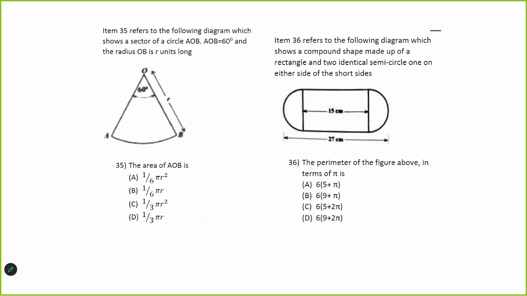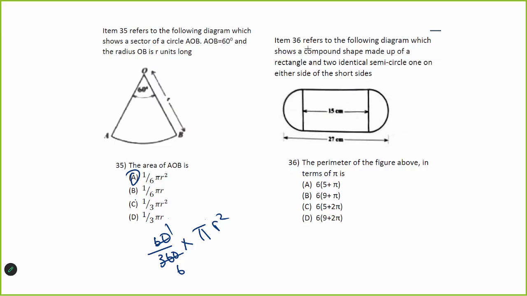Right? This one here was 16 pi. Hold on. Item 35 refers to the following diagram, which shows the sector AOB is 60 degrees and the radius of AB is r. Calculate the area. It is 60 over 360 multiplied by pi r squared. That is 1 over 6 pi r squared.